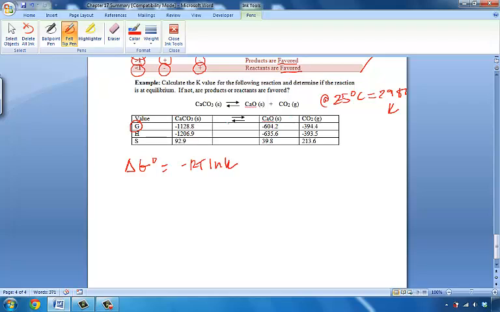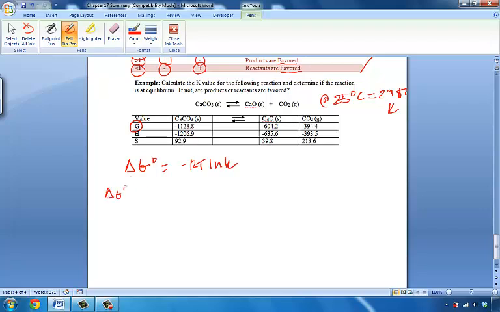We have 1 mole of each, so 1 mole times negative 1128.8 is the same. 1 mole of calcium oxide is negative 604.2, and 1 times negative 394.4 is the same. We'd always have to multiply by the number of moles because these values are all per 1 mole. But luckily, it is 1 mole for each reactant and product, and we don't have to worry about it. Just pluck those numbers out of the table and use them as is.